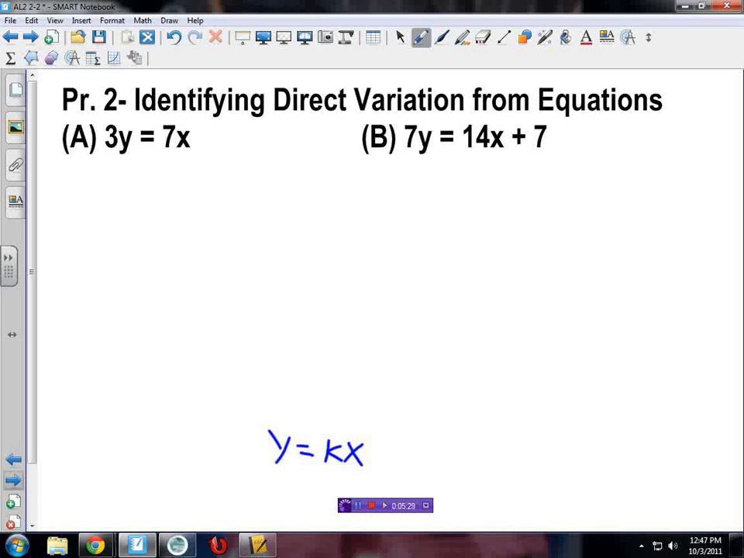So here I have y, so I need y by itself. I'm going to divide by 3, divide by 3. Get y is equal to 7/3 x. Is that one a direct variation problem? Yes. And what's my constant of variation? 7/3, 2.3 repeating. All of those are constant of variation. So that one looks good. Let's try B again. We need to get y by itself, so we're going to do what?